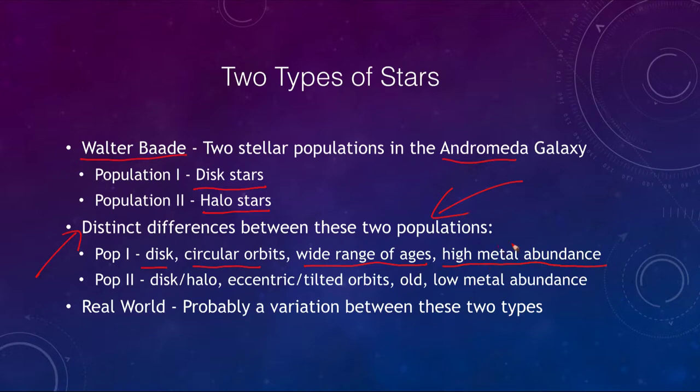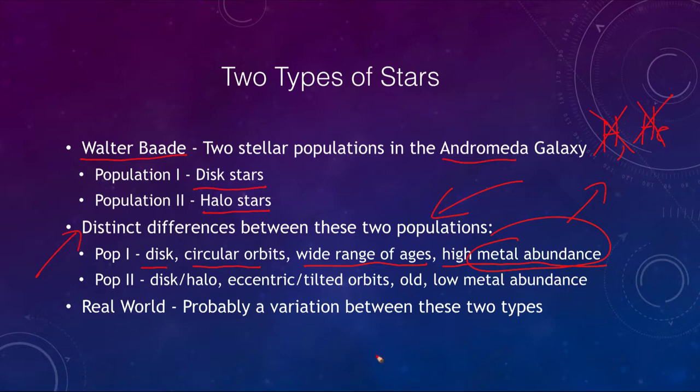And I should take a minute here to explain what this means and to remind you that to an astronomer, a metal is anything that is not hydrogen or helium. So ignoring hydrogen and helium, any other element is considered a metal. So things like carbon and oxygen and silicon are all metals to an astronomer, anything that is not hydrogen or helium.